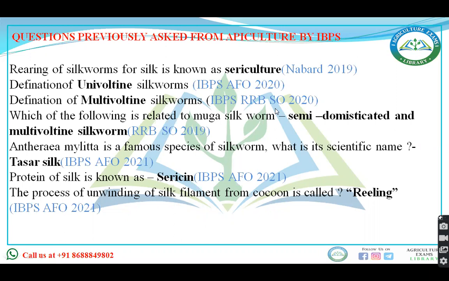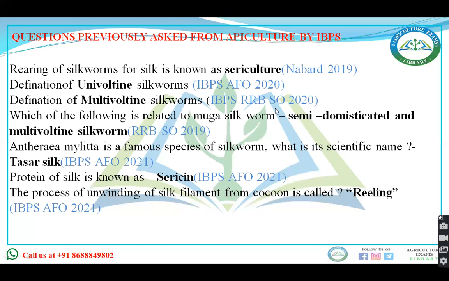Okay. Again, they have asked the definition of univoltine. Okay. They have asked the definition of multivoltine silkworms. Okay, we'll see what univoltine and multivoltine are in the next slides. Again, which of the following is related to the Muga silkworm? Then, Muga silkworm is semi-domesticated, okay, and a multivoltine silkworm.